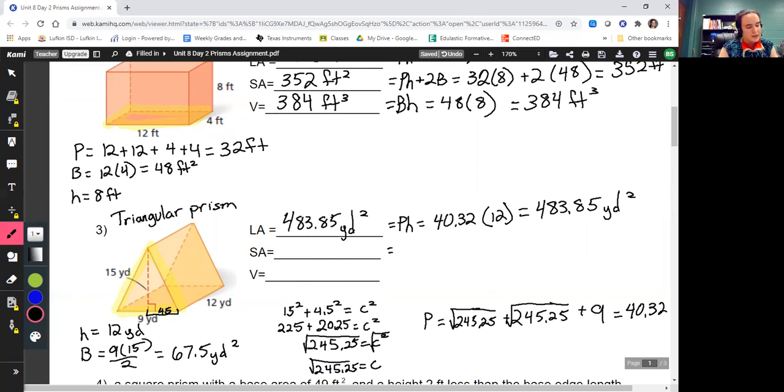And we're looking for our total surface area. Remember the formula is perimeter times height plus 2 times the area of the base. So our perimeter, again, 40.32 times our height of 12 plus 2 times the area of our base, which is 67.5. And that gets us 618.85 yards squared.